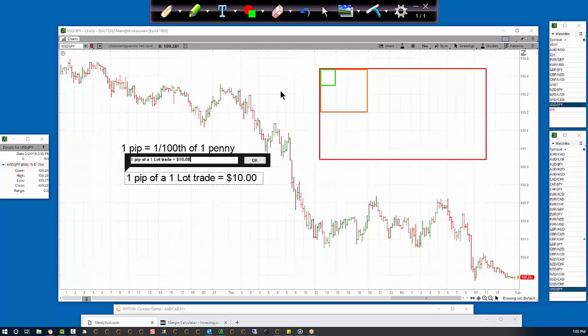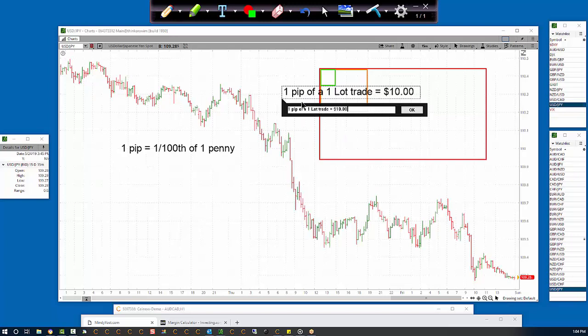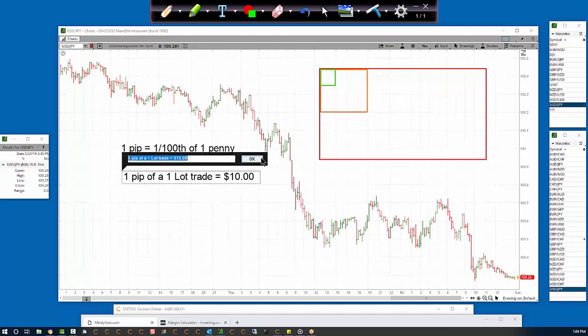So if I'm in a 1 lot trade, whoops, why is this not going where I wanted it to? Let's try putting it back here. There. So if I'm in this trade and it moves 1 pip in my favor, 1/100th of a penny, I just made $10. That's pretty good, isn't it? Because how does something move 1/100th of a penny? Well, Forex prices do, because that is the increment of movement in a USD pair. It's 1/100th of a penny.